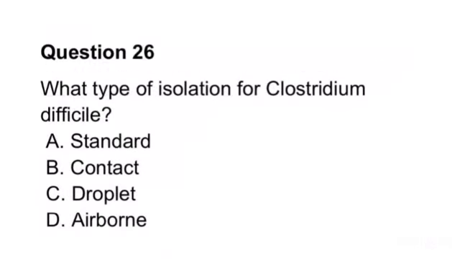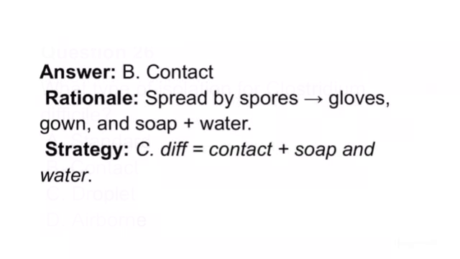Question 26. What type of isolation for Clostridium difficile? A. Standard. B. Contact. C. Droplet. D. Airborne. Answer, B. Contact. Rationale, spread by spores, gloves, gown, and soap plus water. Strategy, C. diff equals contact plus soap and water.